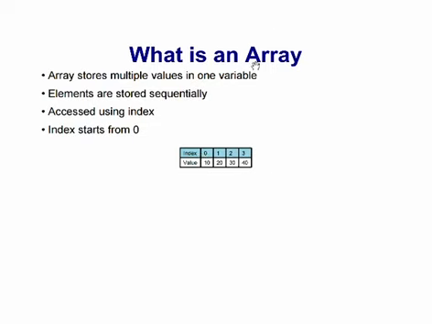Let us imagine if an array is not present. We would have to write A is equal to 10, B is equal to 20, C is equal to 30. It takes multiple steps. When we use an array, it holds multiple values inside a single variable.